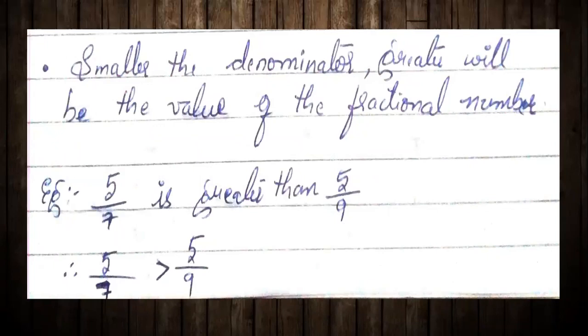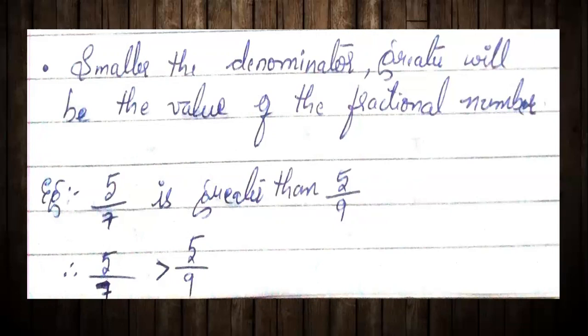The fractional number with the smaller denominator is the greater fractional number. When you compare 5 by 7 and 5 by 9, the denominator of the first is 7 and the next is 9. Which is smaller? 7. So 5 by 7 is greater than 5 by 9. The given note was: smaller the denominator, greater will be the value of the fractional number. Here 7 is smaller, so the whole fractional number 5 by 7 is greater than 5 by 9.